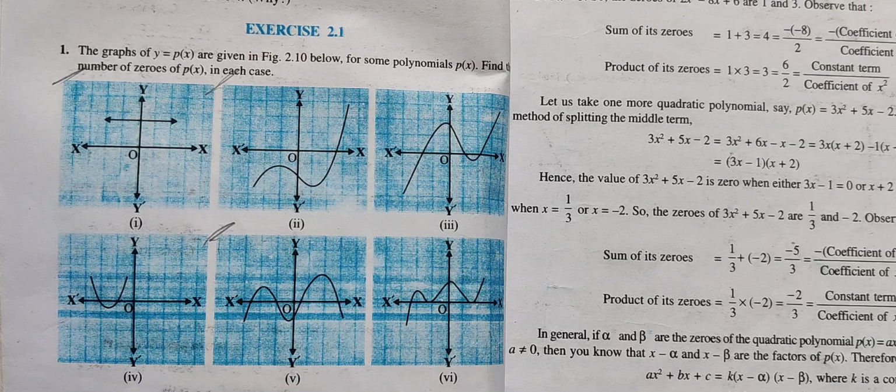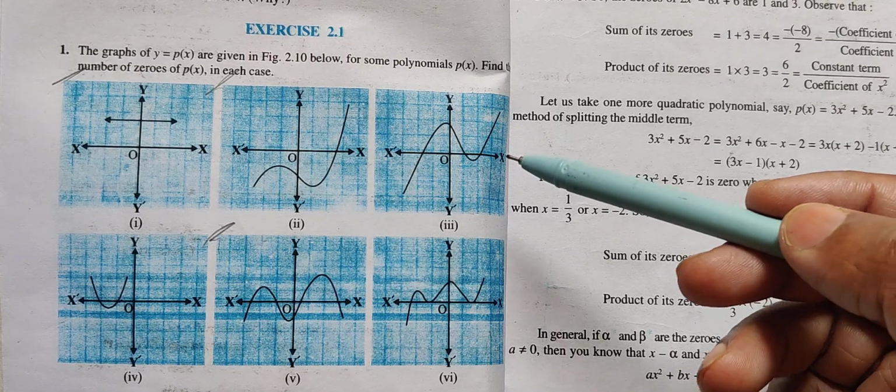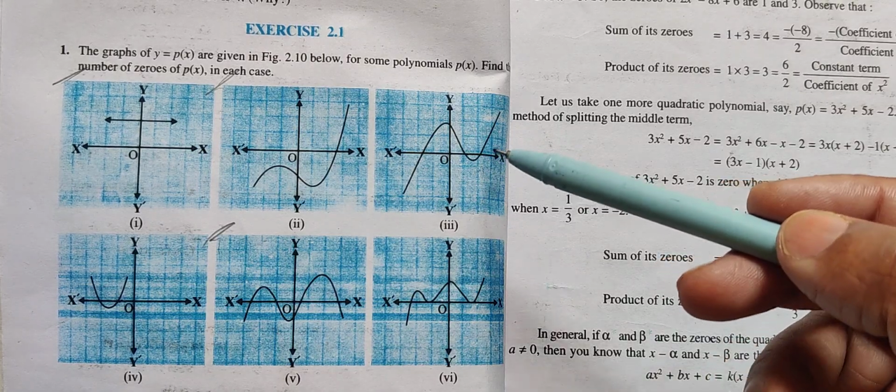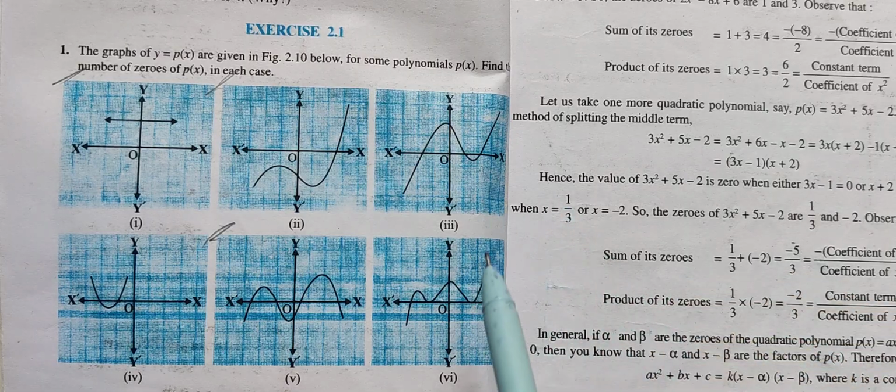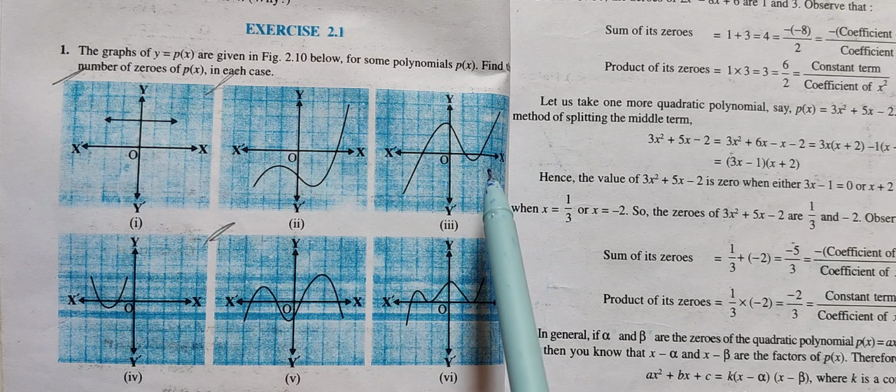So I hope everyone is clear. Here no zeros, here only 1, here 3, here 2, here 1, 2, 3, 4, here 1, 2, 3. That's all. So any graph is given to you, and they are asking you how many zeros of this polynomial, just see how many places. Remember, this is given as p of x. As p of x is given, y will become 0.